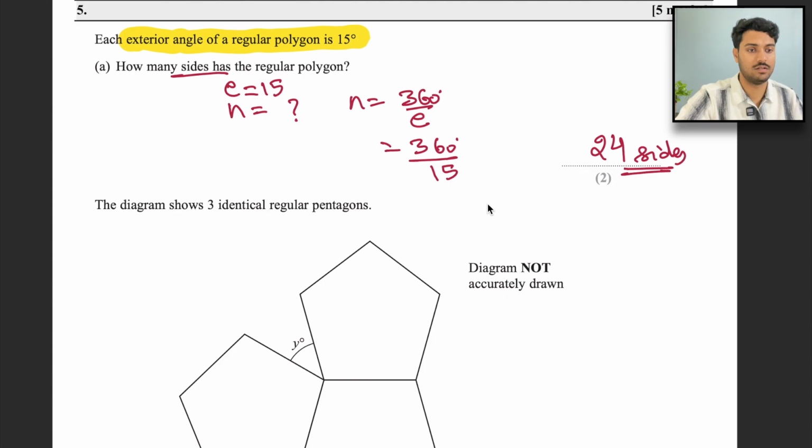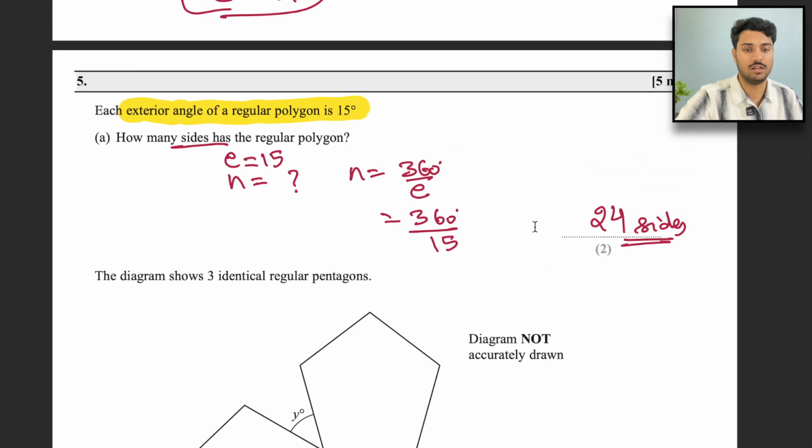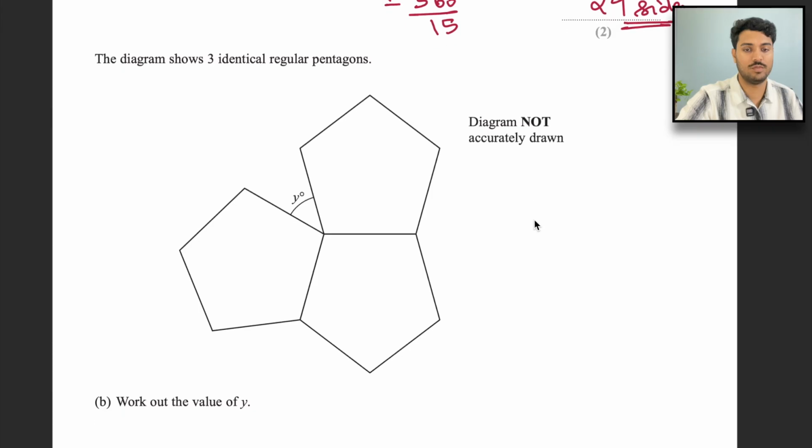I hope this is clear. So this is going to be 24 sides. Let's move on to the next part.